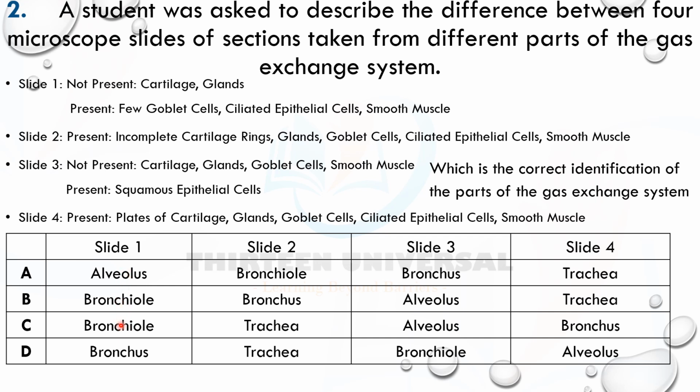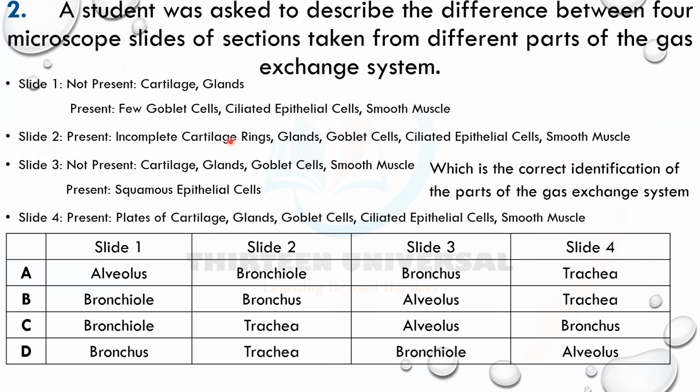Bronchiole does not have cartilage. So A, B, C. Okay, let's go to present. What is present? Few goblet cells, ciliated epithelium, smooth muscle. So this is most likely bronchiole because alveolus does not have smooth muscle. So bronchiole. Let's go to slide 2.